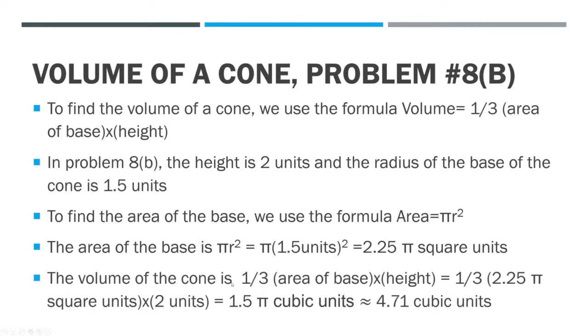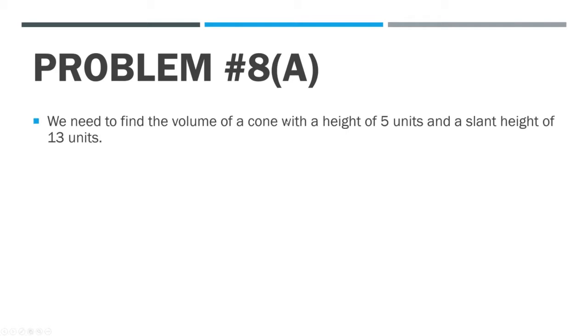And then the volume of the cone is 1/3 times the area of the base times the height, which is 1/3 times 2.25 pi square units times 2 units. This gives me 1.5 pi cubic units. And I use the pi button on my calculator to get 4.71 cubic units. Next, we'll look at part A of this problem.